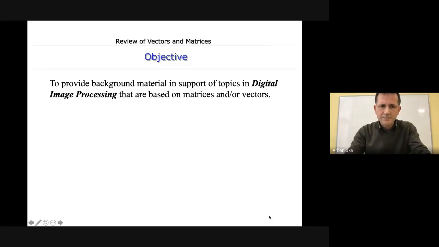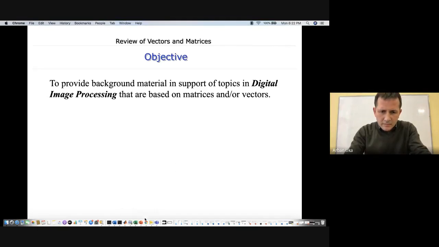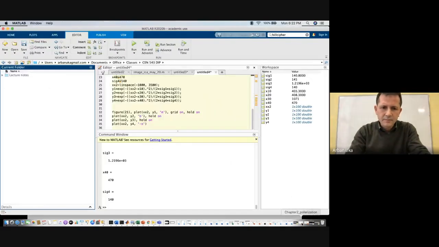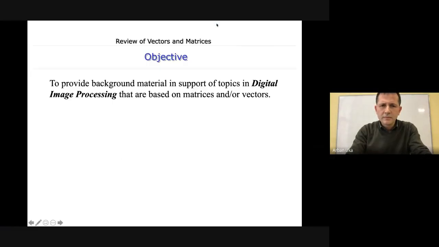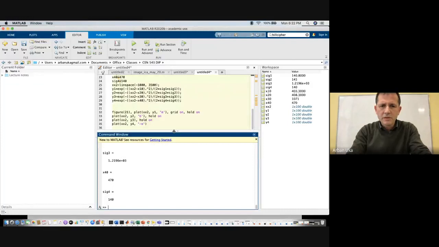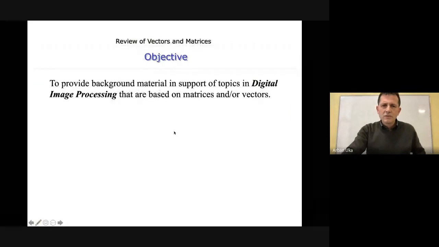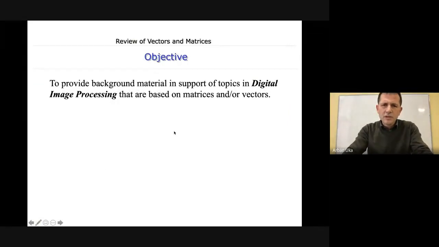Wait a second. Okay, so I just want to switch between MATLAB and this material. Okay, so to understand the images, we need, in fact, some basics on vectors and on matrices.